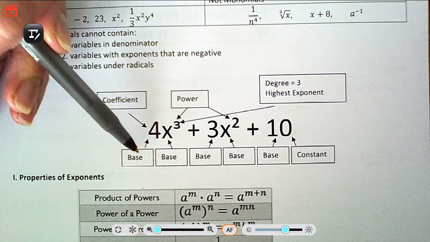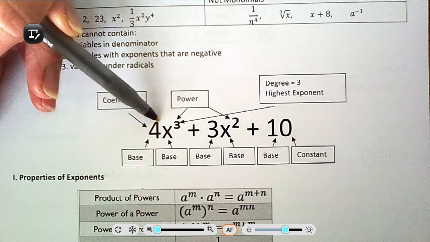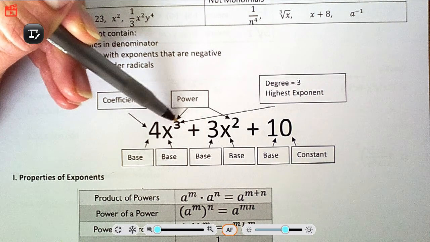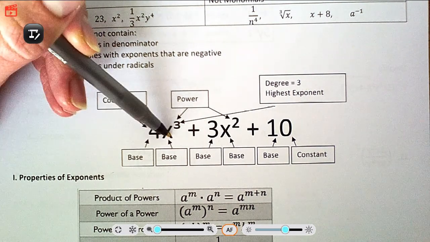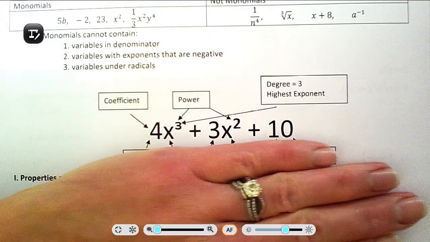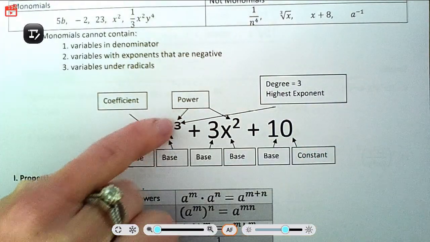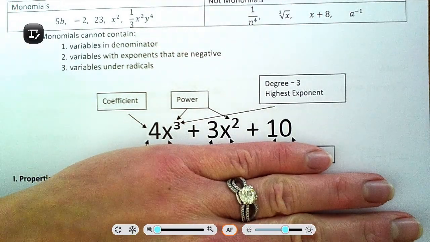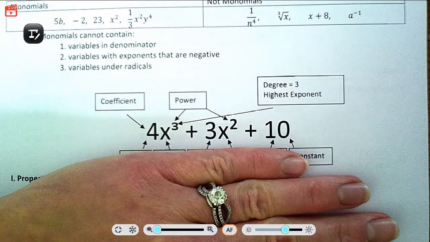Okay, sorry, let me just go back to bases for a sec. So like the 4 is a base, the x is a base, and to the power of 3, 3 is not a base then. Bases you can kind of think of as sitting on the bottom. Okay, so as if this is like all on a shelf, those are not on the shelf, okay? But the 4, the x, the 3, the x, and the 10 are all sitting on that shelf.